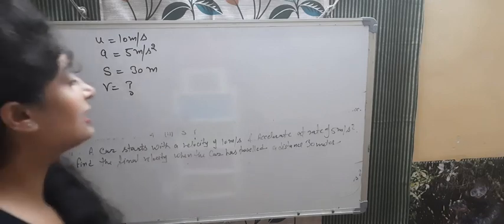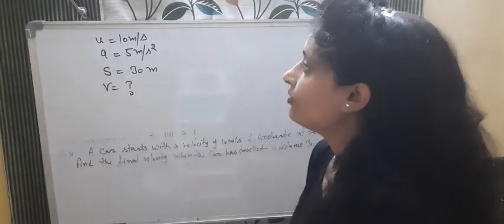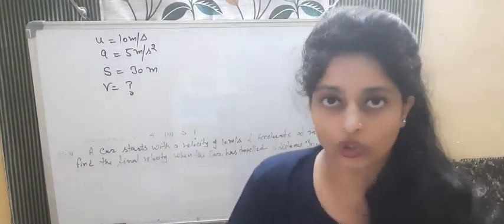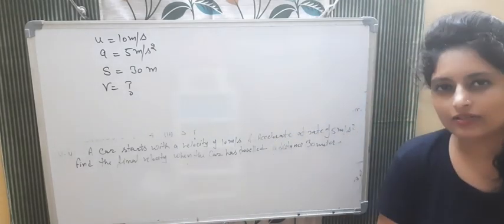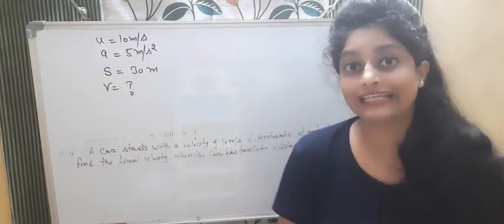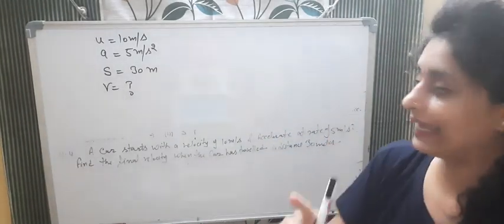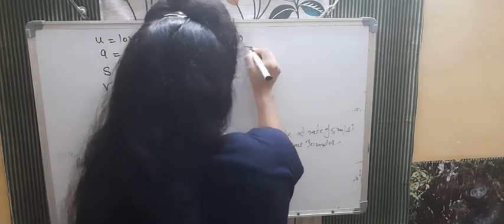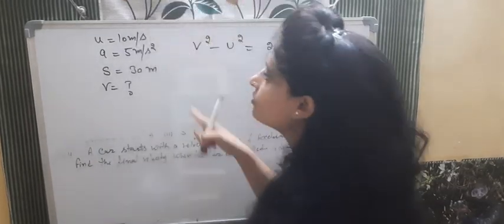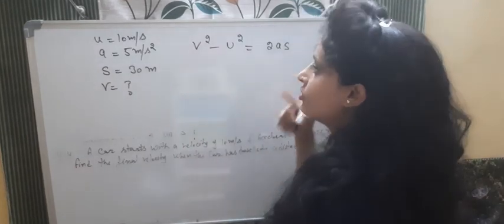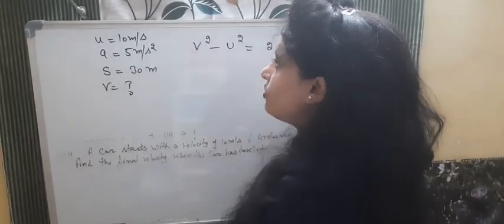Which formula will we apply? V minus U is equal to AT? No, T is not given. S is equal to UT plus half AT square? T again not given. V square minus U square is equal to 2AS. Apply that. We will see the units are the same. All the things are in meter and second. So nothing mismatched, no need to convert.